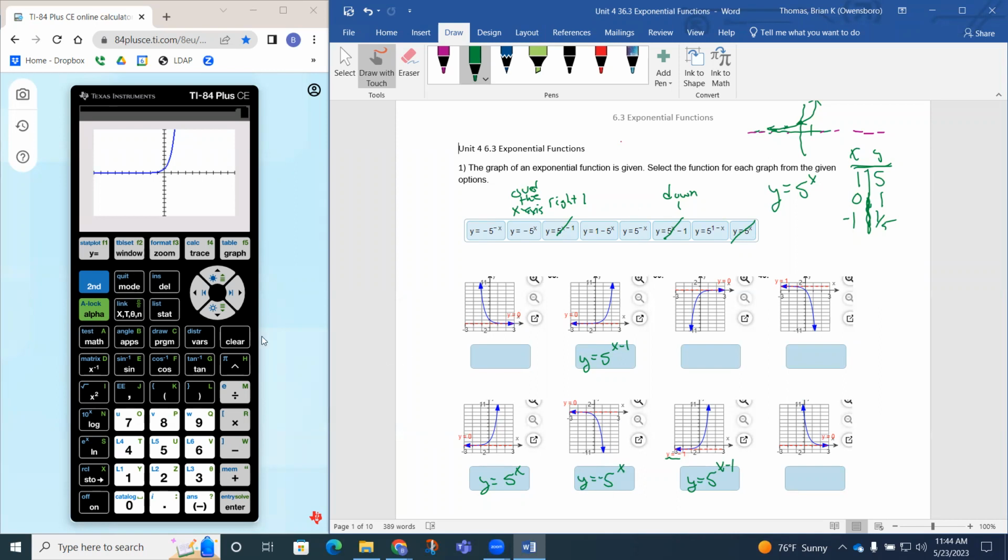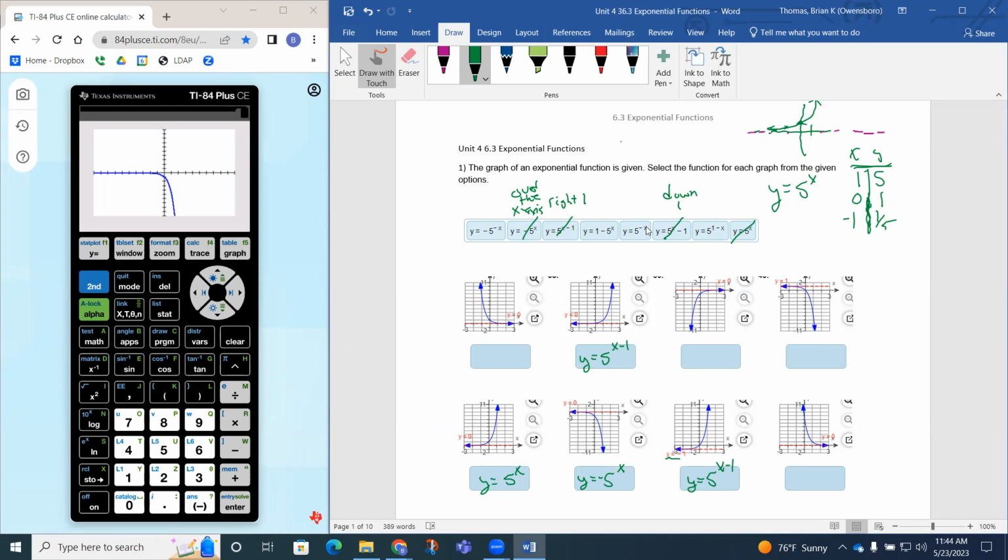So if I do want to double check myself there, y equals, I type in negative 5 to the x, it should make the graph reflect over the x-axis. So we got that one out of the way. The next easiest one I see is probably this one.